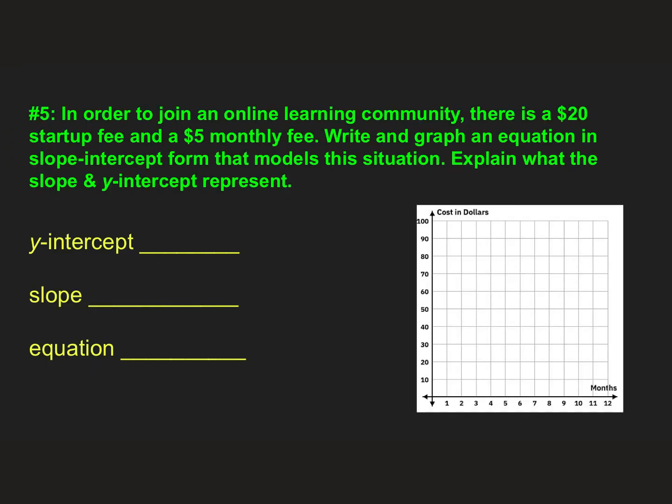Question number 5. In order to join an online learning community, there is a $20 startup fee and a $5 monthly fee. Write and graph an equation in slope-intercept form and explain what they mean. No matter what, even on the day I just signed up for this learning community, it's going to cost me $20. So at 0 months, it's going to cost me $20. That is my startup cost. No months, nothing. Day 1, I pay $20.